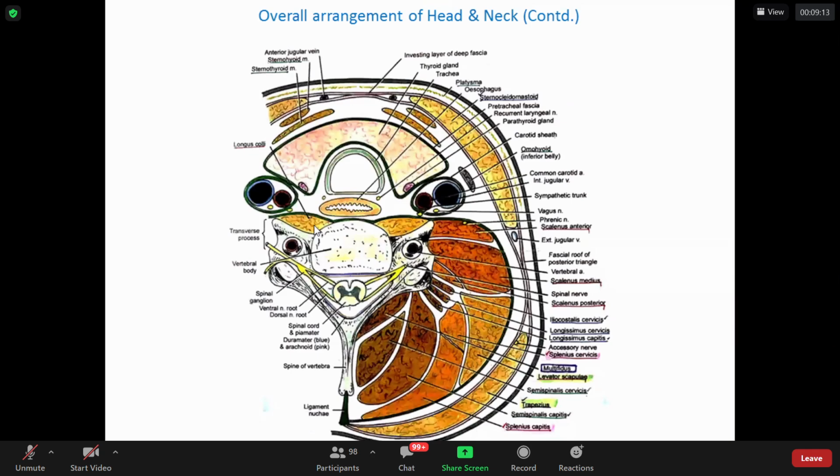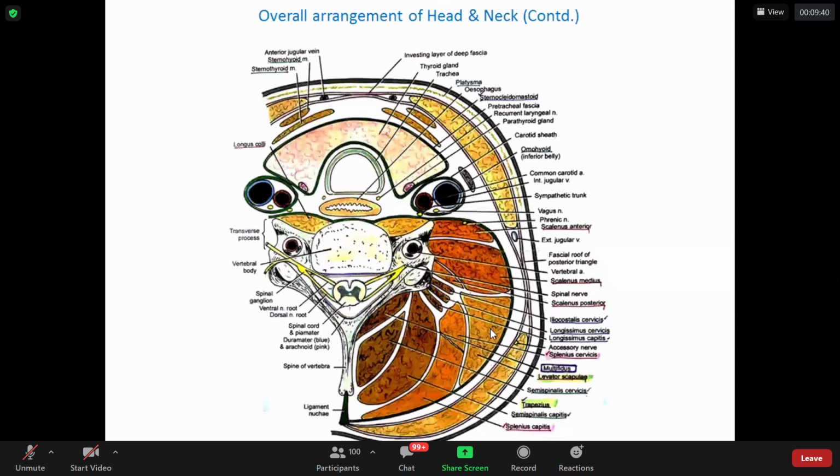Now let us concentrate on these muscles. Some of these muscles, like the trapezius and the levator scapulae, are actually related to the scapula, but the deep muscles of the back of the neck region are 4 groups of muscles. 4 groups of muscles are there. Let us start one by one.